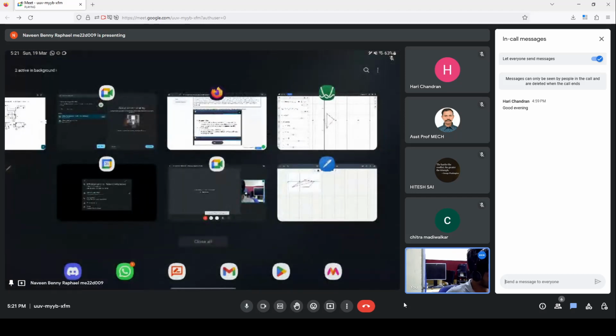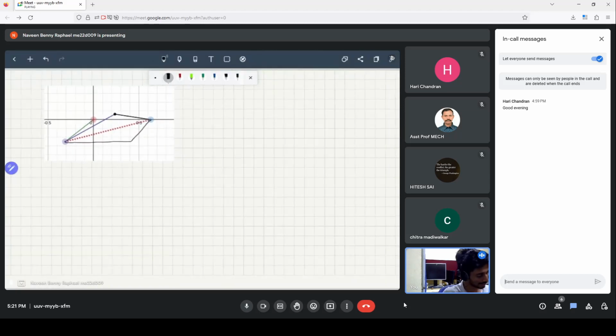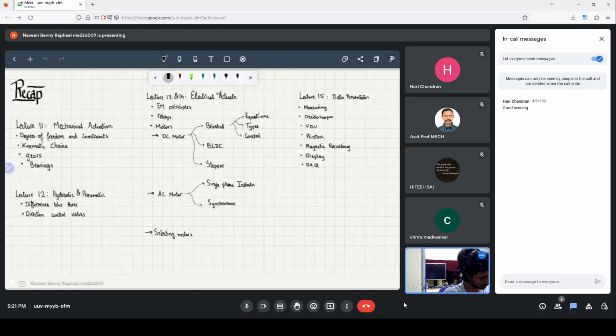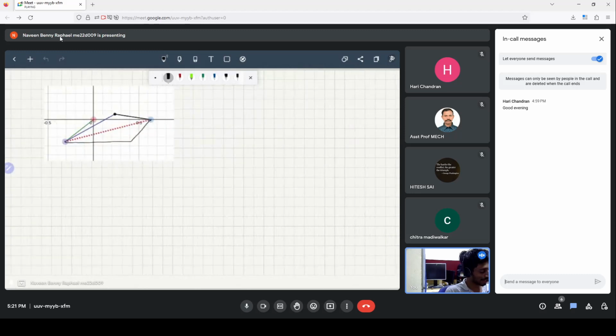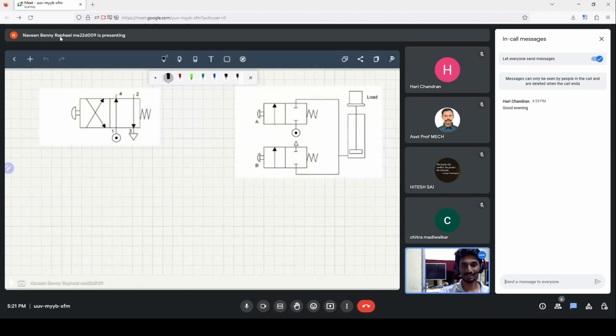Anyways, after that, let's go to hydraulic and pneumatic, and we have a few questions we can solve about this. So consider this case. We have a directional control valve, and let's consider that we are not pressing this button.